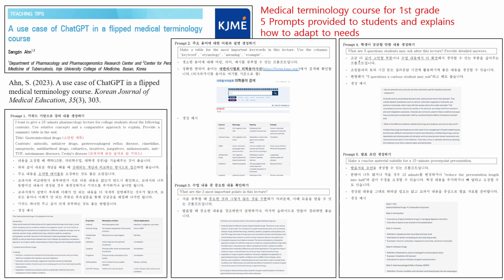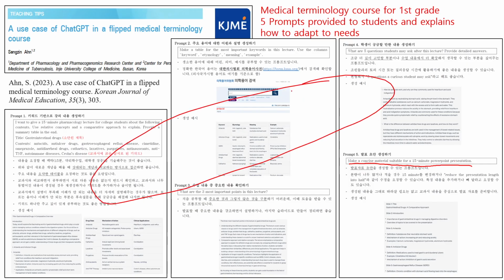The next prompt is, what are the 5 questions students may ask after this lecture? Provide detailed answers. So this kind of prompt can help the students to dive in deeper to the material they have generated. And the last prompt is, make a concise material suitable for a 15-minute PowerPoint presentation. Since this is a flipped classroom setting, the students have to study beforehand, before coming to the classroom. And in the classroom, the students have to make a presentation. So this kind of prompt can help the students to draft their presentations.